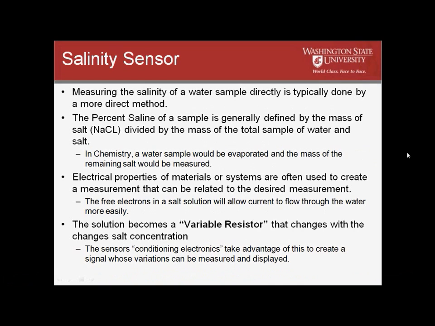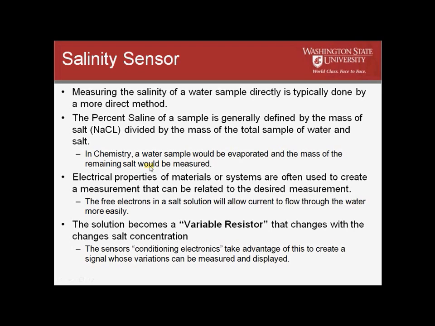So let's move on to the salinity sensor. Measuring the salinity of a water sample is typically done by a more direct method. The percent saline of a sample is generally defined as the mass of the salt divided by the total mass of the sample of water and salt. In chemistry, a water sample would be weighed and then evaporated, and the mass of the remaining salt would be measured. That would give you a very practical example of how the measurement of percent saline would be determined.